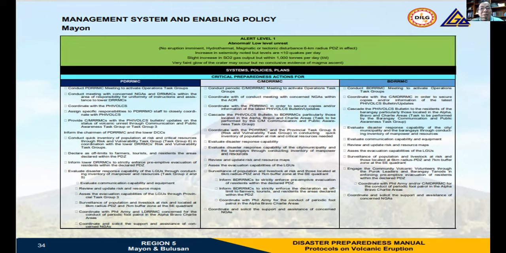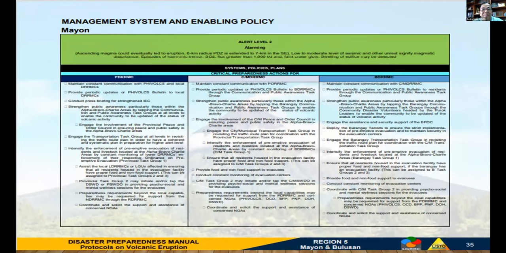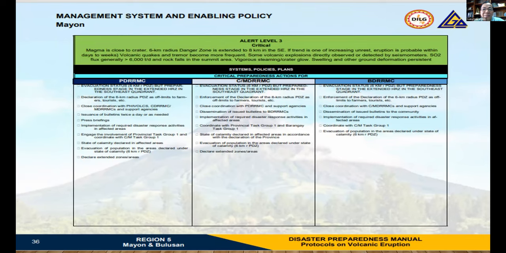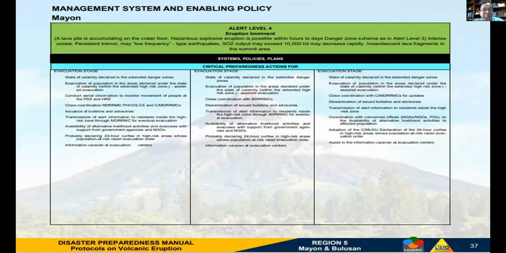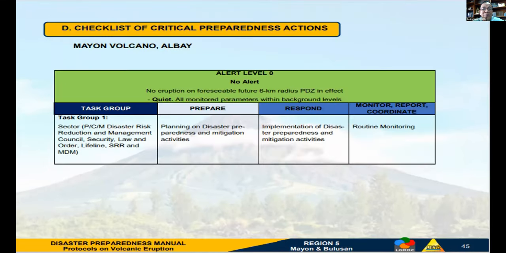Okay. Ito, sa alert level 1. Ito yung mga actions that needs to be done by the province, by the city, municipalities, barangay. Ito yung makikita nyo sa manual. Alert level 2, alert level 3, then alert level 4, preparedness, and then alert level 5. Pero, and then sa 0, pag binaba na ulit yan sa 0.